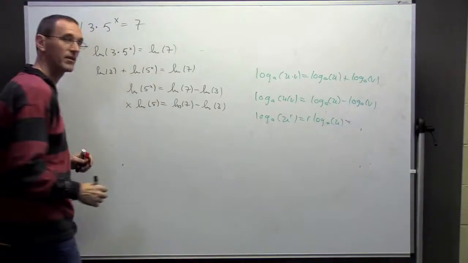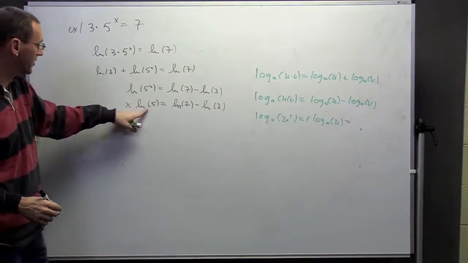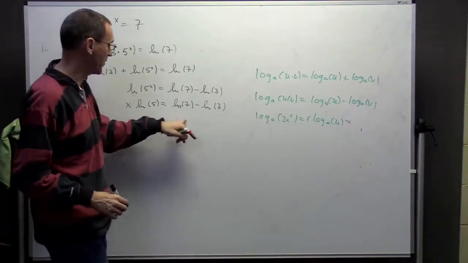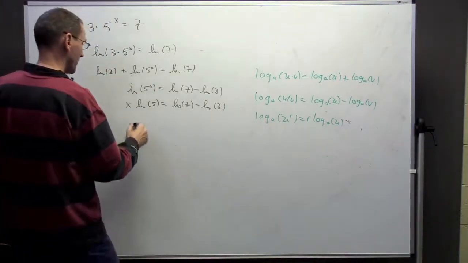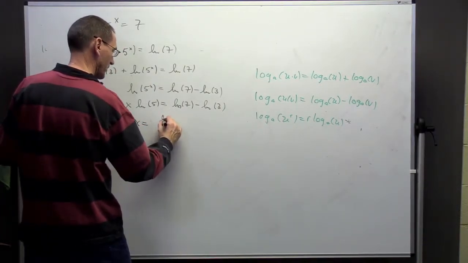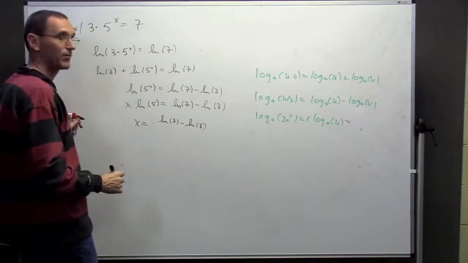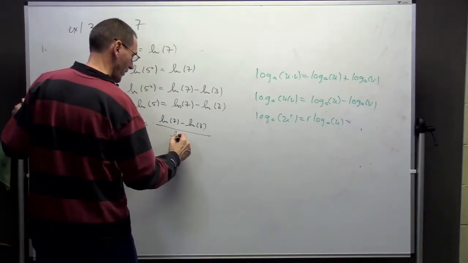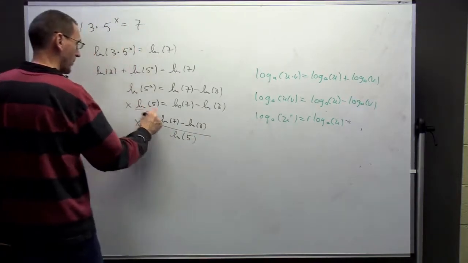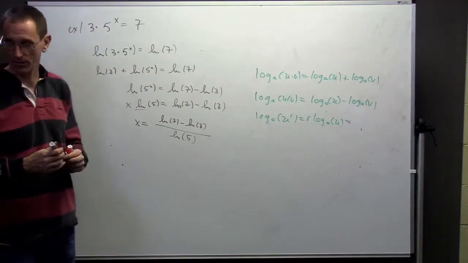That's a natural log. Getting excited. This is just some number, log of 5. This is just some number I can punch in the calculator. We divide both sides by that. So there's what I have on the right-hand side. I'm going to divide the whole thing by that number, and there's my solution.